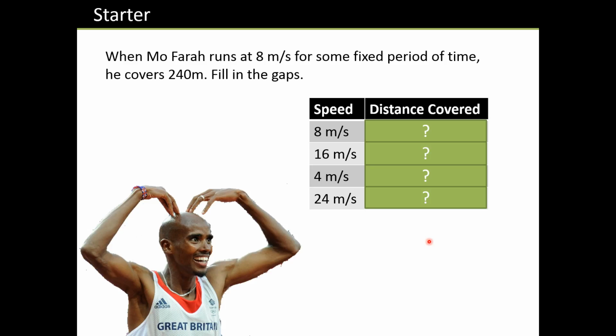Mo Farah, who is a runner, in case you're not aware, he's been to the Olympics, he's pretty famous. Anyway, Mo Farah runs at 8 meters per second for some fixed period of time. We're not going to worry about time, okay? When he runs 8 meters per second, he covers 240 meters. So the question is, when he's running this much, how much distance does he cover?